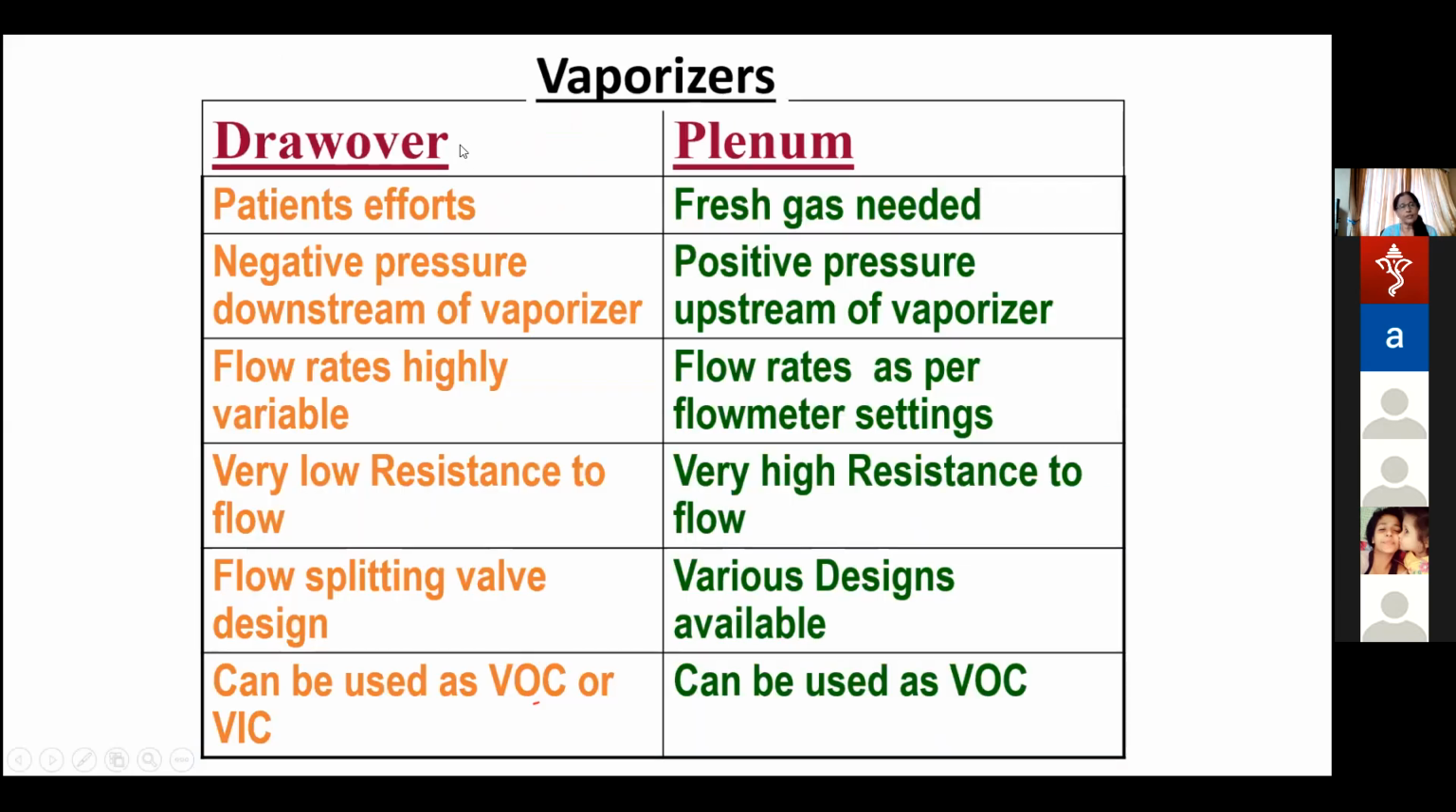So what is a drawover? Patient's effort can draw in gases through it, whereas for plenum, fresh gas flow is required. Negative pressure downstream of the vaporizer, whereas here positive pressure upstream of the vaporizer. Flow rate highly variable, whereas here flow rates as per flow meter setting. Very low resistance to flow, whereas here very high resistance to flow. Flow splitting valve design is important here, whereas in drawover various designs are available. Can be used as VOC or VIC, whereas plenum can be used only as VOC. So these are the differences between drawover and plenum at a gross level.